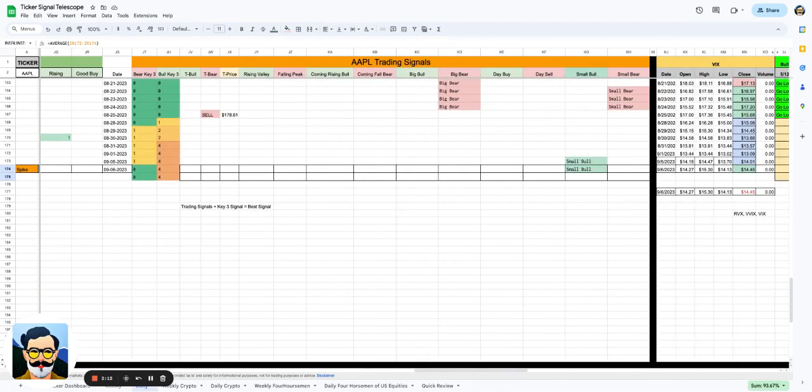Let's go ahead and look at the trading signals here. If we look at the trading signals, what we can see on the bull key 3 is that we have 4 of the bull key 3. We continue to gain those bullish signals, even though Apple's had a very aggressively down day today. We still have a small bull, which is coming.